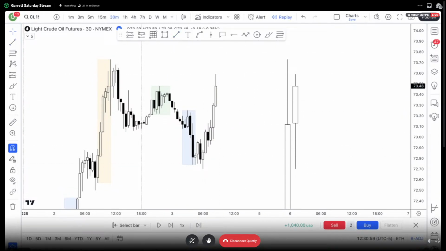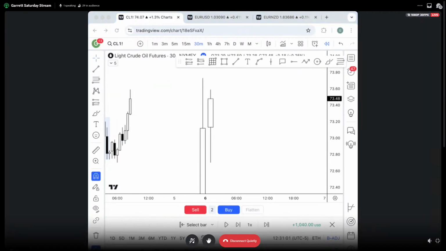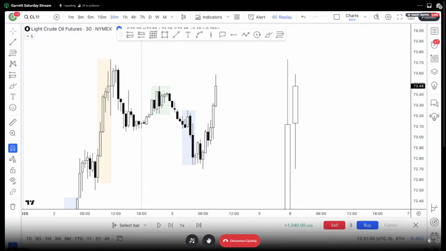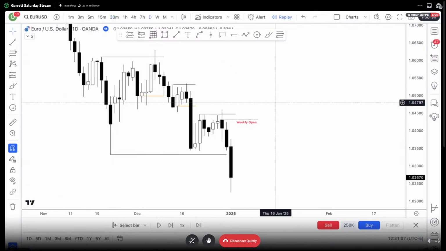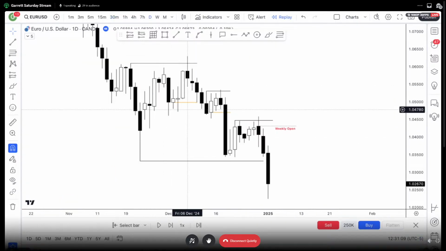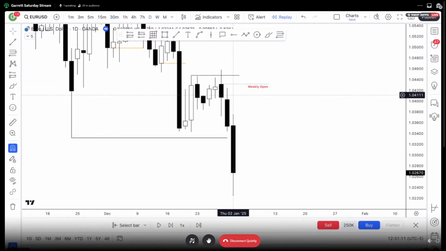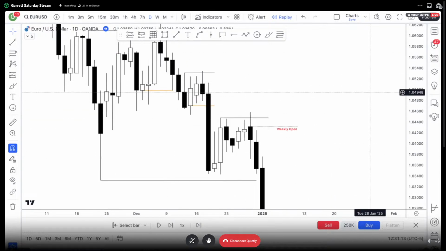But we'll go over that later. Hopefully this 7 hour example made sense. We went over a couple of 7 hour examples there. Now let's go over EURUSD. Very clean, very, very clean here. We have Monday. So let's go over just this in general.